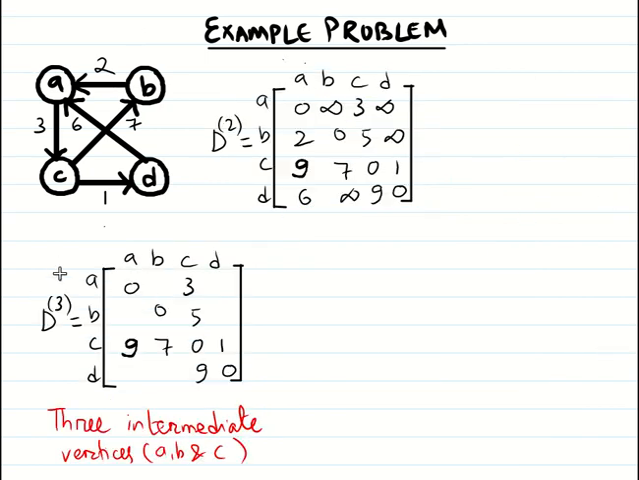Now let's calculate D3. As this value is 3, I have 3 intermediate vertices, that is A, B and C. Now if you can recall, I have already calculated the shortest path using A, B as intermediate vertices, that is D2. To calculate D3, I have introduced a new vertex C, so I am going to reuse the values from D2. As I have introduced a new vertex C, I will just copy the row C and column C, 9701 and 3509, as it is, and I will mark all the diagonals as 0.